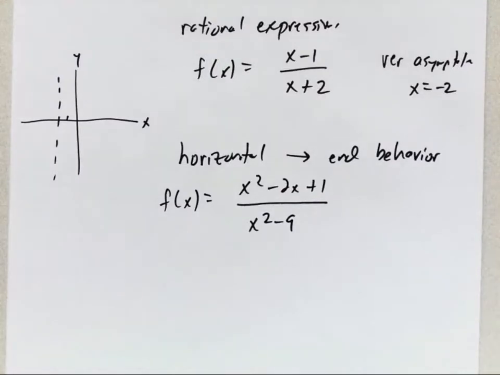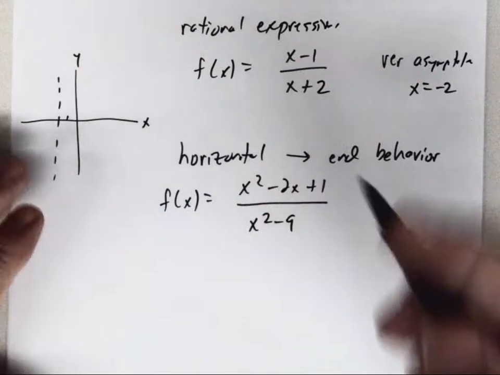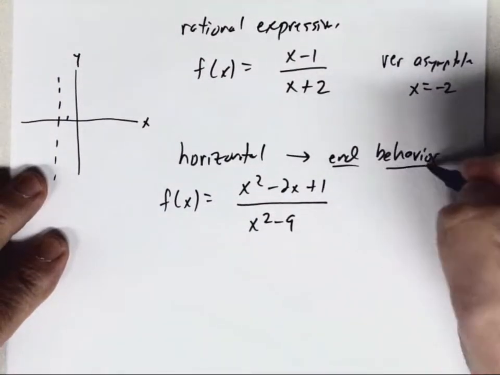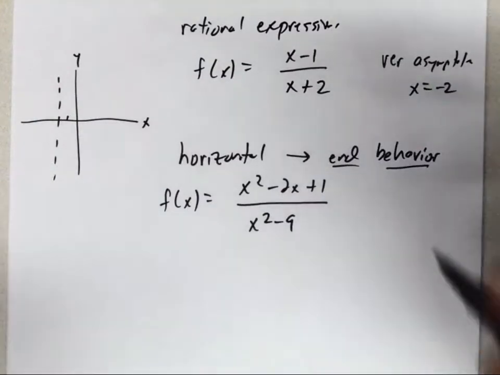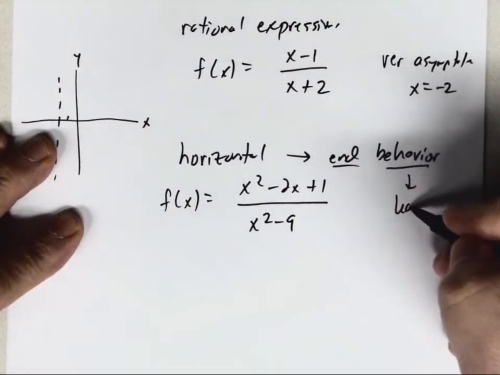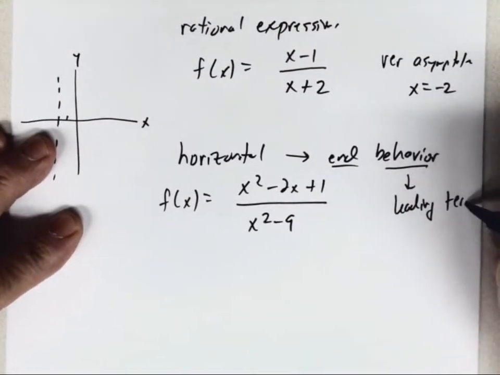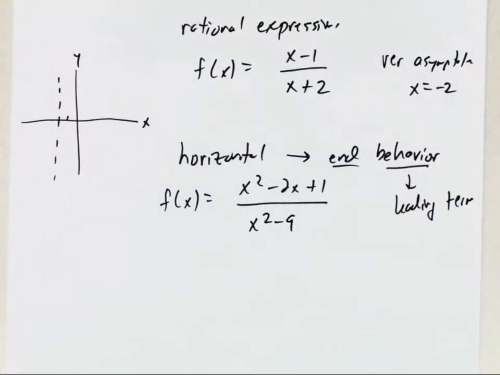To determine horizontal asymptotes, you use end behavior. Remember what I talked about? End behavior is what happens to your expression when x gets really big, either a huge positive number or a huge negative number. And remember I said end behavior means everything else goes away besides what we call the leading term, the term with the largest exponent on the variable.